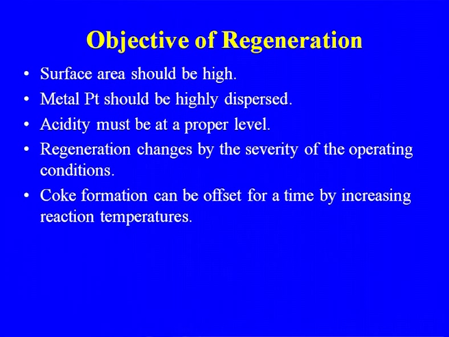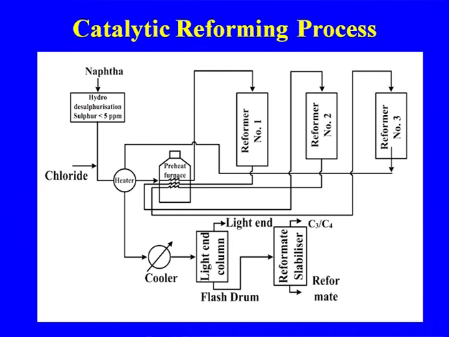Coke formation can be offset for a time by increasing the reaction temperature. This is what I was telling you about the catalytic reforming process. Here the naphtha goes through the pre-treatment section, which has pre-heating and then the pre-treatment of the naphtha, and the other units are also there, which we have already discussed. Then the chloride addition is also there, and the importance of chloride is also there; excess chloride is not desirable.